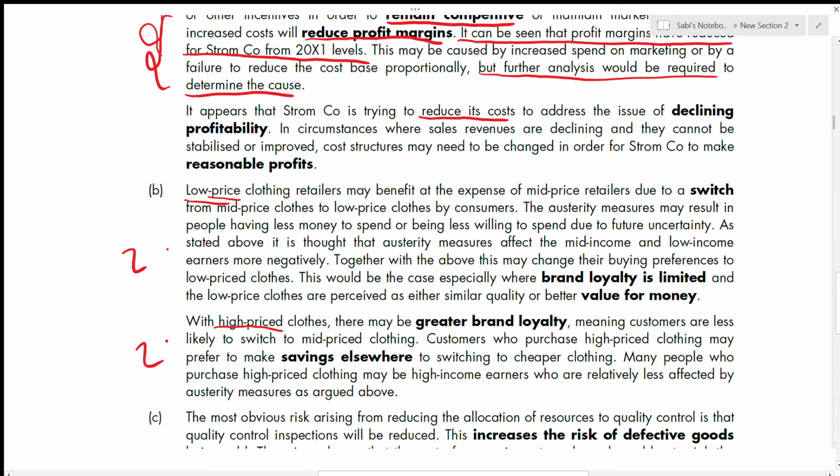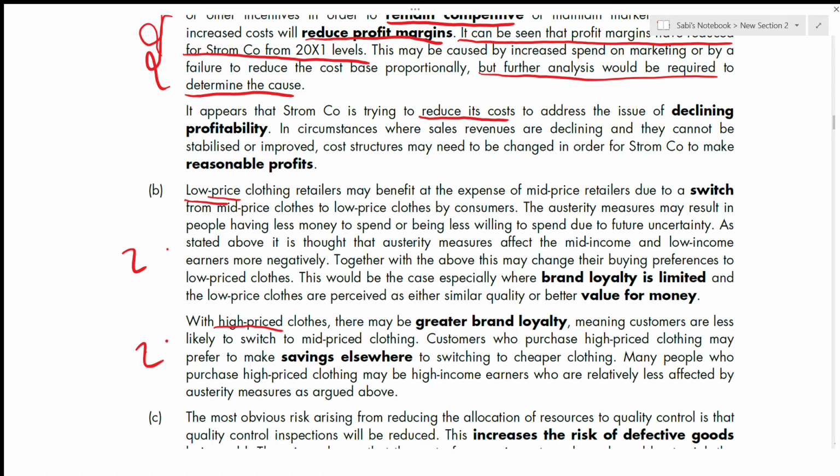So the austerity measures may result in people having less money to spend or being less willing to spend due to future uncertainty. As stated above, it is thought that austerity measures affect the mid-income and low-income earners more negatively. Together with the above, this may change their buying preference to low-price clothes. This would be the case especially where the brand loyalty is limited and the low price are perceived as either similar quality or better value for money. Right? It's very common.